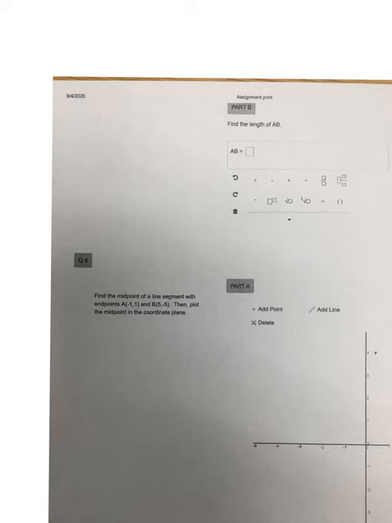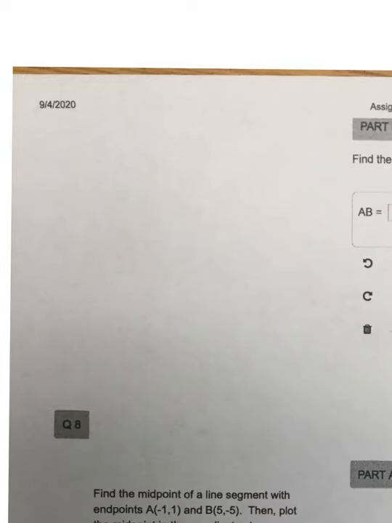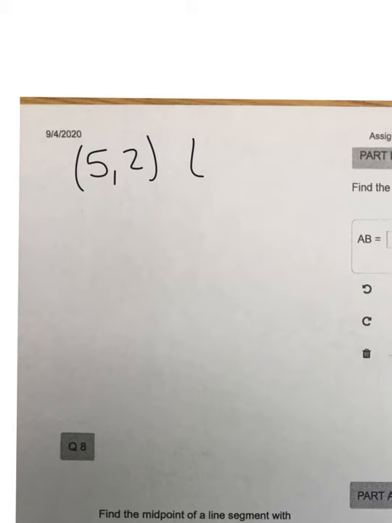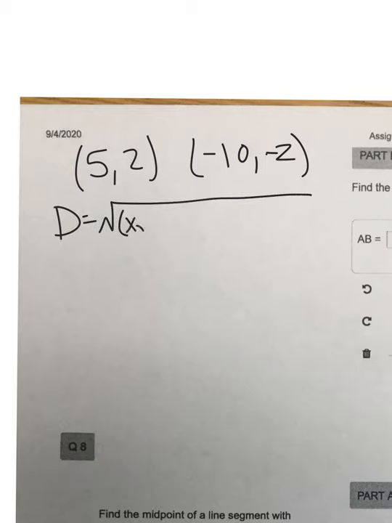Okay, find the length of AB. So this is part B. It's asking about the same points, so I'm going to rewrite them here. 5, 2, negative 10, negative 2. So if it's asking us to find the length of that segment with these endpoints, what formula are we going to use? Distance formula, yeah. So if I use the distance formula here, x2 minus x1 squared plus y2 minus y1 squared.